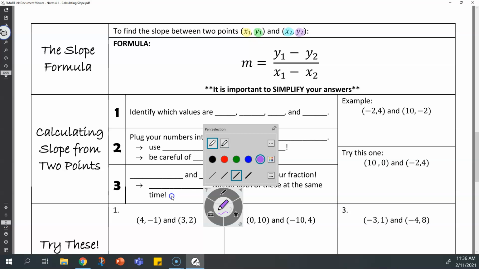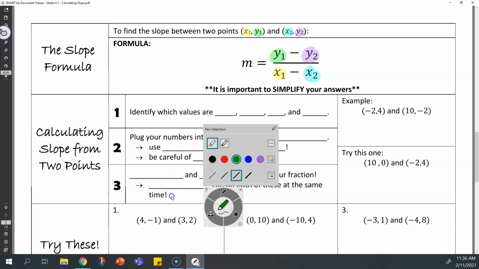Once we have those values, we're going to plug them into this formula. This formula reads y1, the y from my first point, minus y2, the y from my second point, over x1, the x from my first point, minus x2, the x from my second point. Once I've plugged those in, all I have to do is calculate.